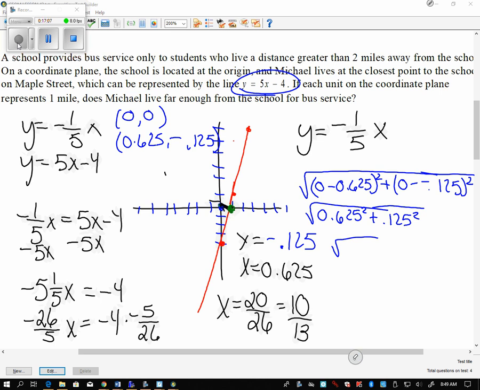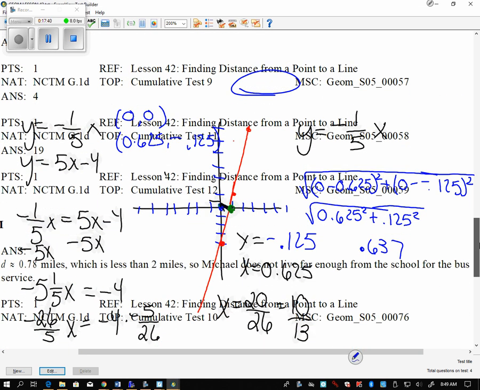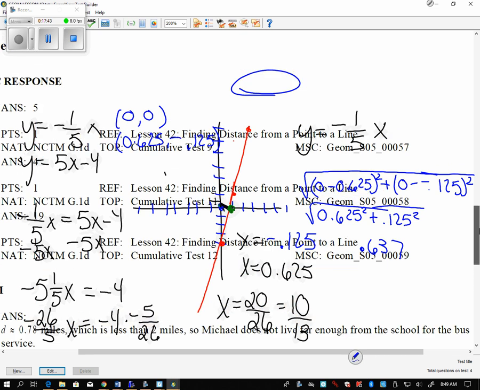Okay, when you square rooted everything, what did you get for your final answer? 0.637. So what you're saying is that he lives 0.637 miles from the school, correct? Is the bus going to come pick him up? No, because he's got to live 2 miles away before that happens. Let's check. I don't know. It says 0.78.